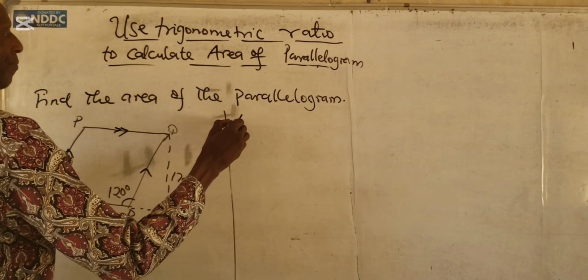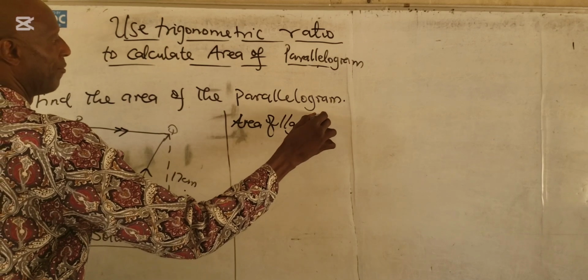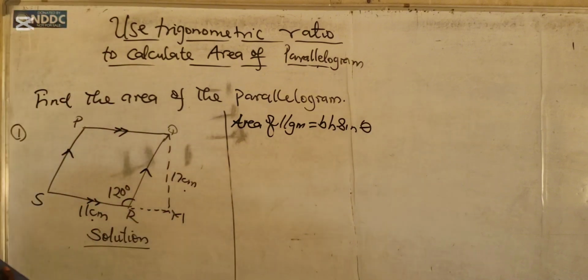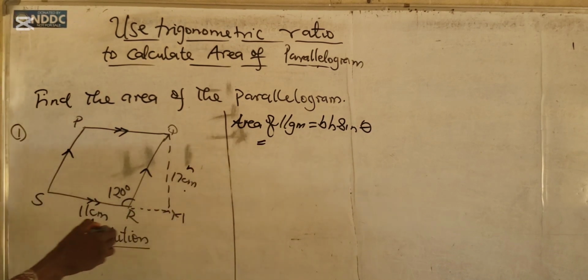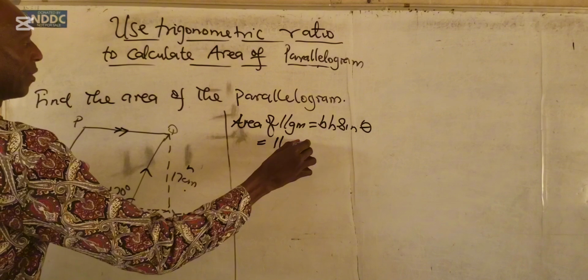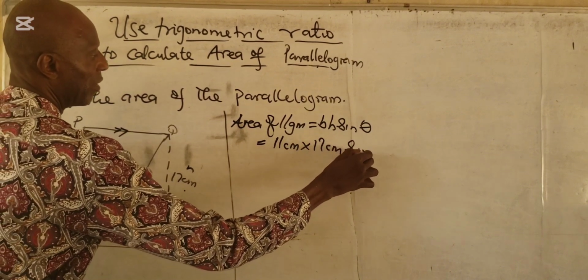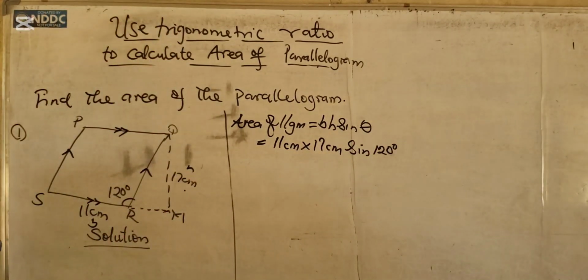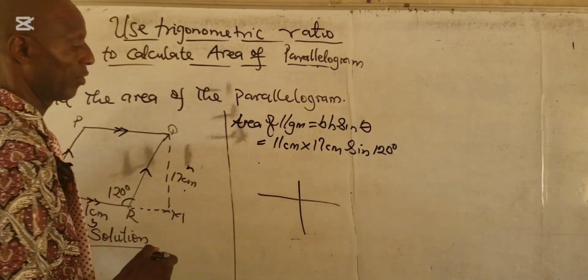So the area of a parallelogram is base times height times sine theta. So I can use my base and use my height. What's the base there? 11 cm times 17 cm times sine 120 degrees.